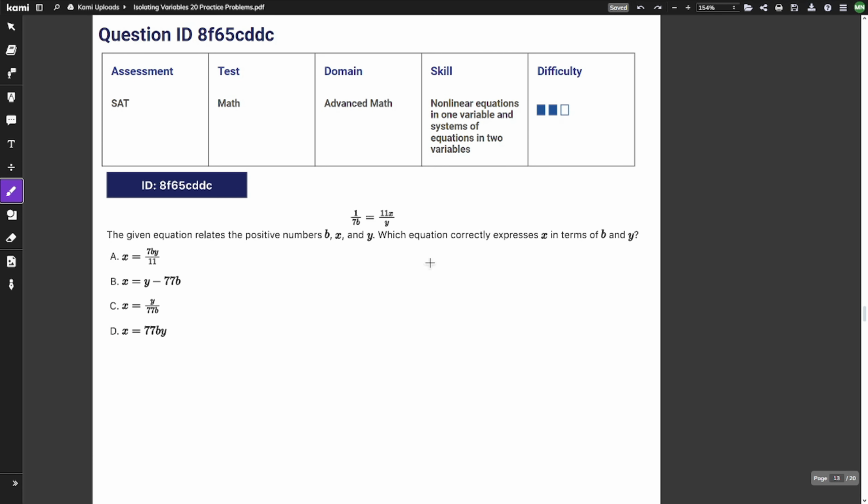Question number 13. We have this equation, and we're trying to get x by itself. 1 over 7b is equal to 11x over y.